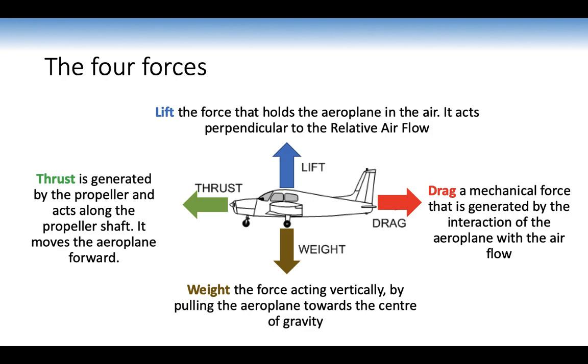Thrust is generated by the propeller and acts along the propeller shaft. It moves the airplane forward, so it's really important. We need enough thrust so that we can have airflow over the wings to produce lift. And drag is a mechanical force that is generated by the interaction of the airplane with the airflow, and it pretty much wants to slow the airplane down.